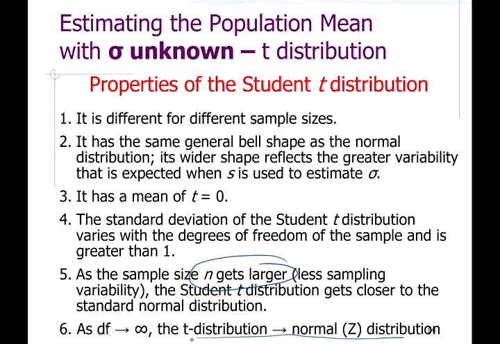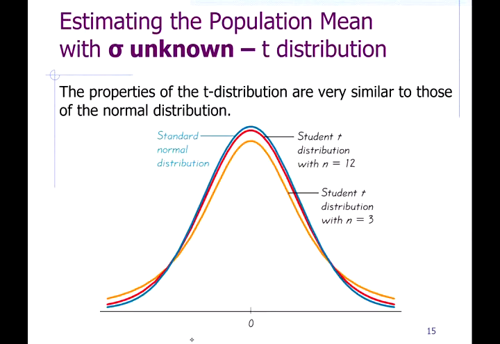So let's look at what the graphs of these distributions look like. Here we have the standard normal distribution in blue and 2 different versions of the t-distribution in orange and red. So when your sample size is n equals 3, you get the orange graph. And for a larger size, n equals 12, you get the red graph. So notice, as you increase the sample size, these graphs are getting closer to the blue one, closer to the normal distribution.